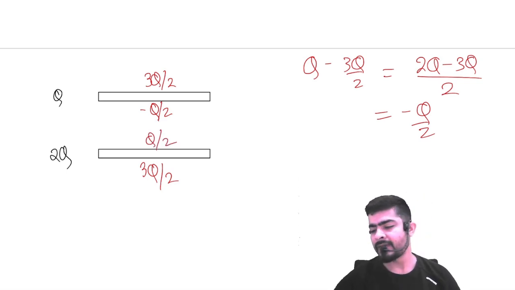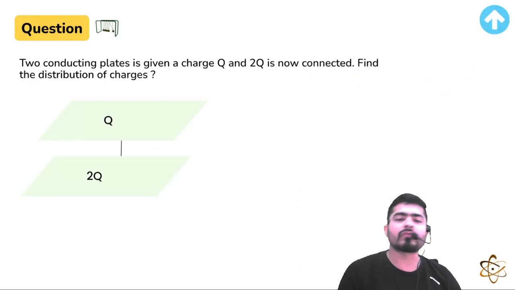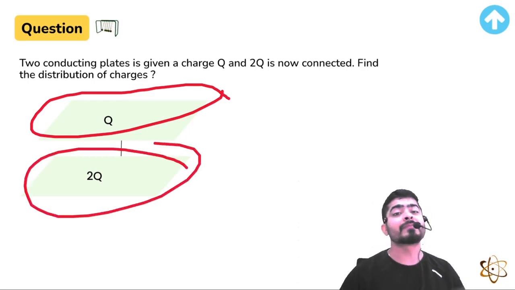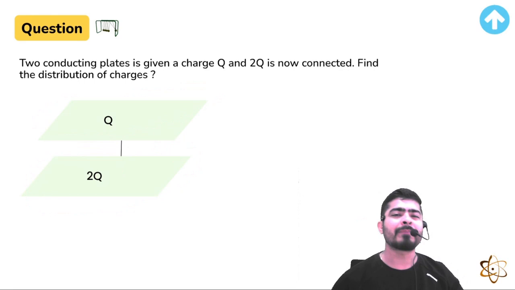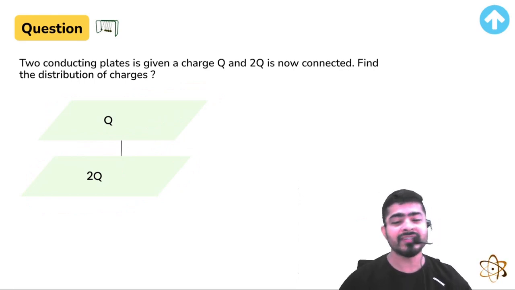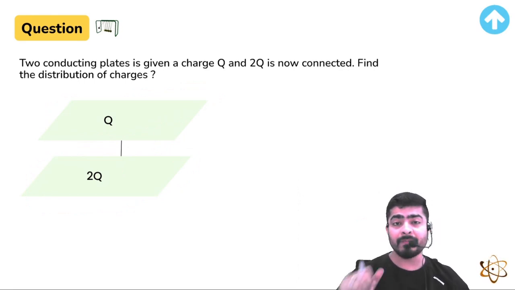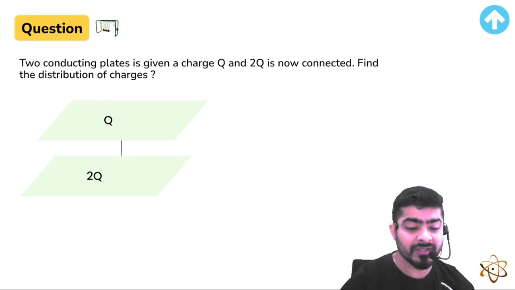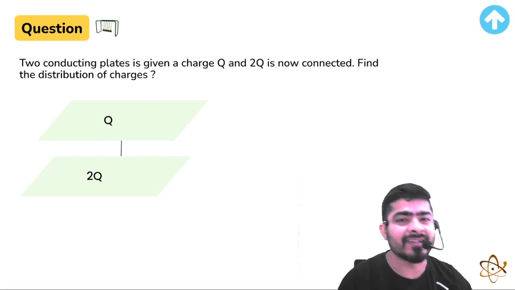Okay. Great. Now try this question. Again we have got the same two conductors, but now they are connected by a wire. So what do you think will happen? Again find the charge distribution on each surface. Remember, when two conductors are connected to each other, they acquire same potential. They behave like a single conductor.